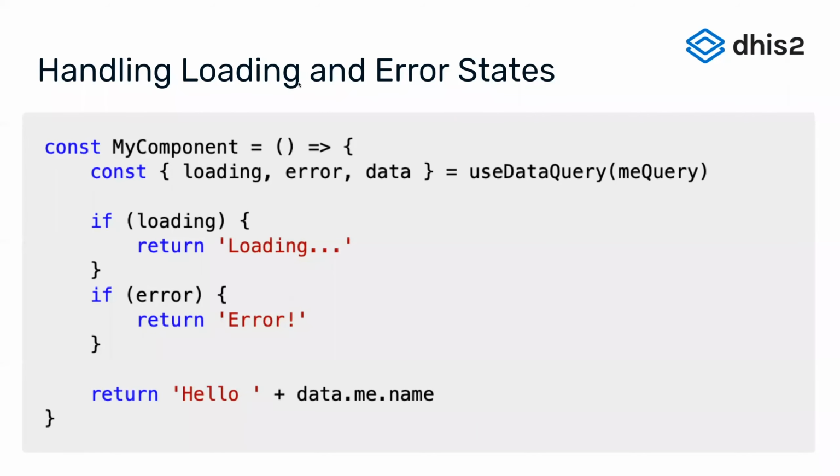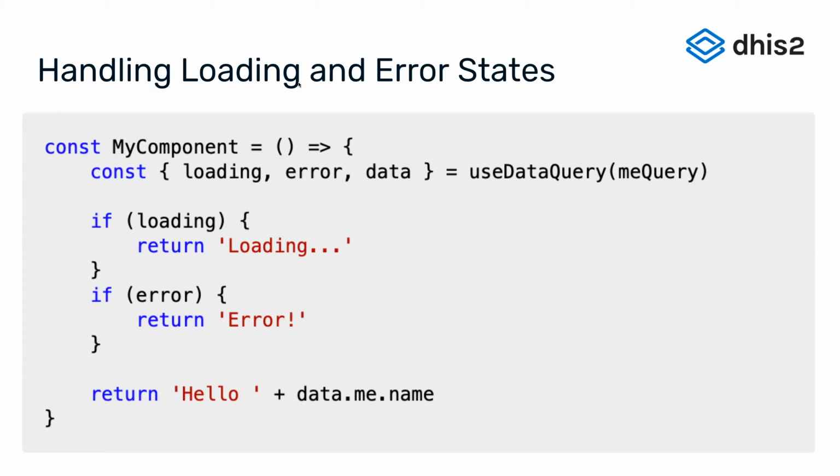So the first time it's called, it's going to have loading set to true because it's loading a new value across the network. Second time it's called, it might either have an error or return the actual data to the data variable. And I'll show you how that works here. This is general React stuff, but it's important to know when you're using a hook like use data query to access data in a React functional component.